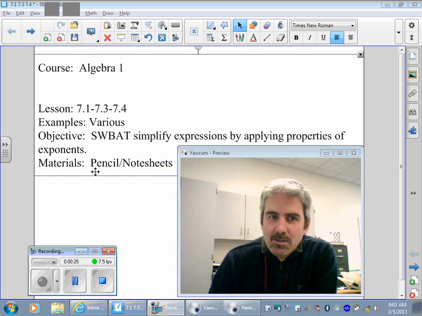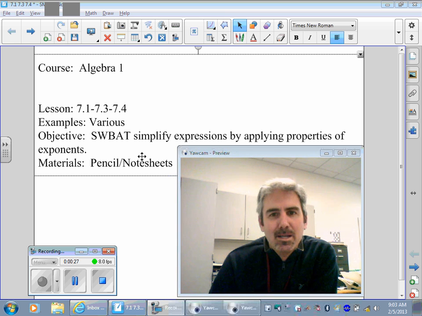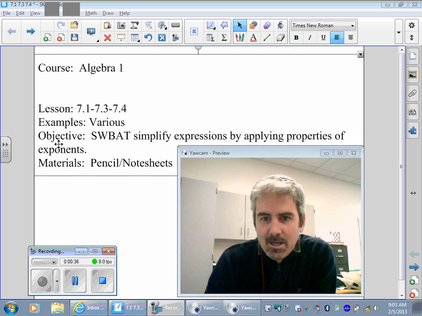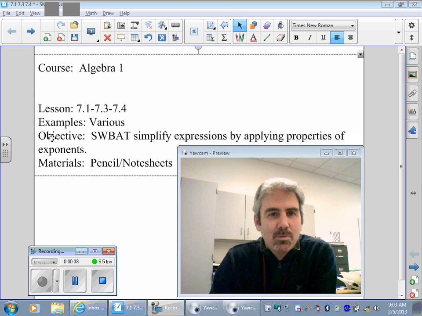So you should be writing down the objective. Student will be able to simplify expressions by applying properties of exponents. Remember, there's going to be 7 of them. And you've heard me say it several times this year, more than several, I imagine. But there are certain tools you have to put in the toolbox.